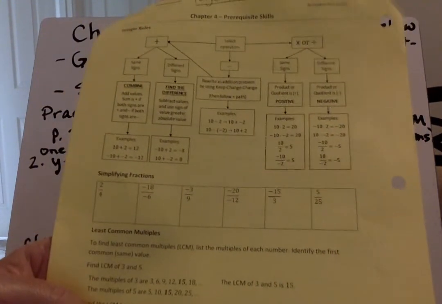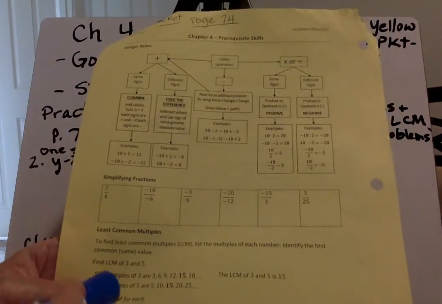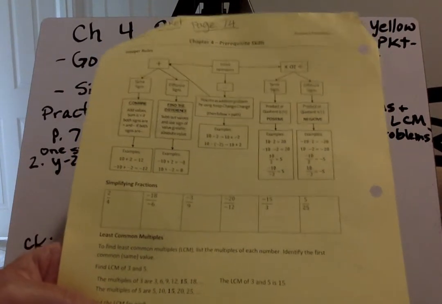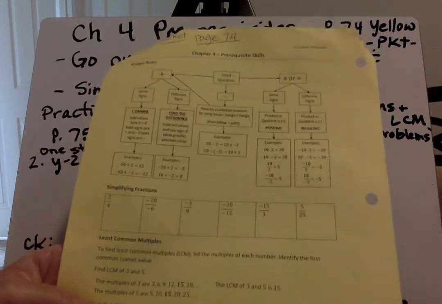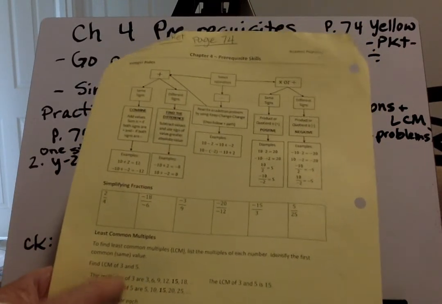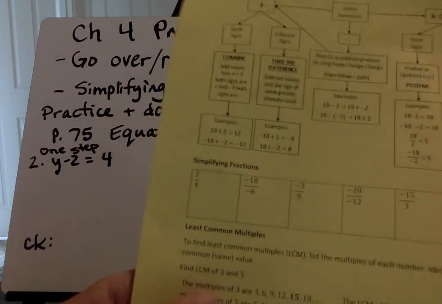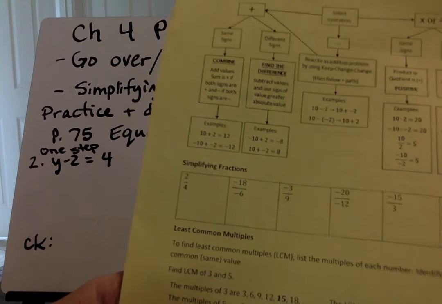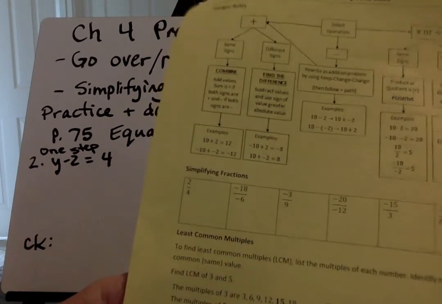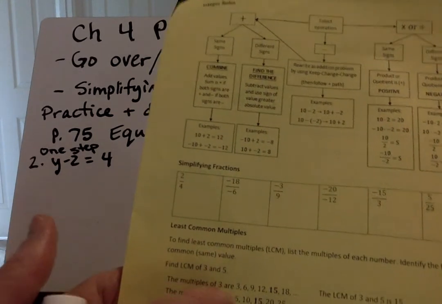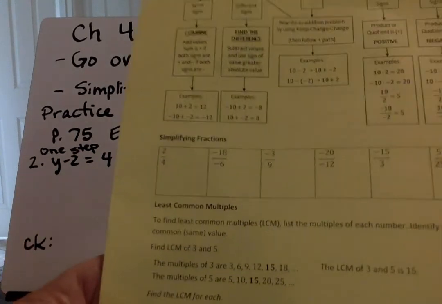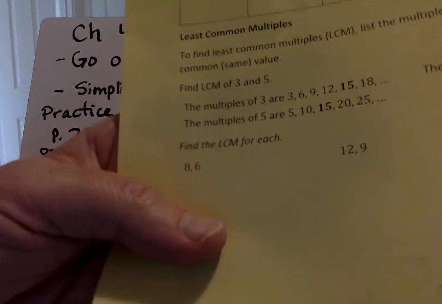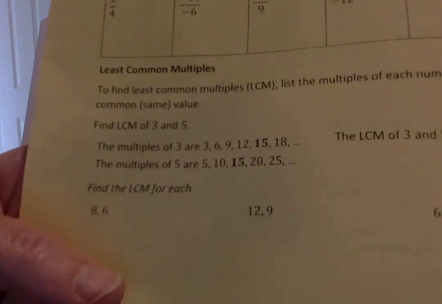Least common multiple of 3 and 5, here's the process. You list the multiples of each number and identify the first common value. So if you're finding the least common multiple of 3 and 5, the multiples of 3 are that, multiples of 5 are that, and whatever they have in common, the lowest number would be 15. Now find the least common multiple of these 3. Go ahead and stop the video, and you can do those problems right there.